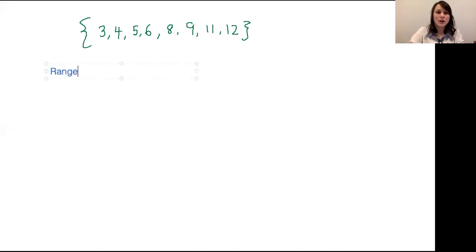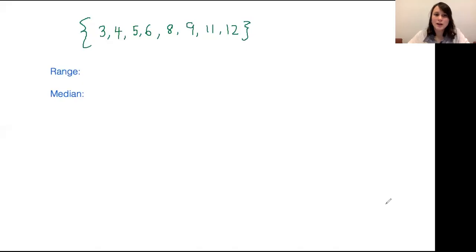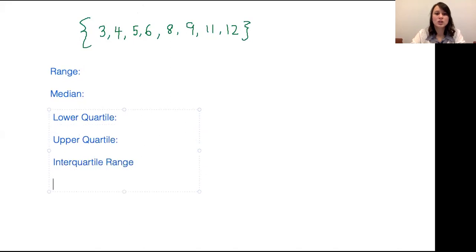So we're going to take a look at what a range is, what a median is, and what we call a lower quartile. So I'm going to use LQ to represent that. An upper quartile. And then what we call an interquartile range and an outlier. So we're going to discuss what all these mean.